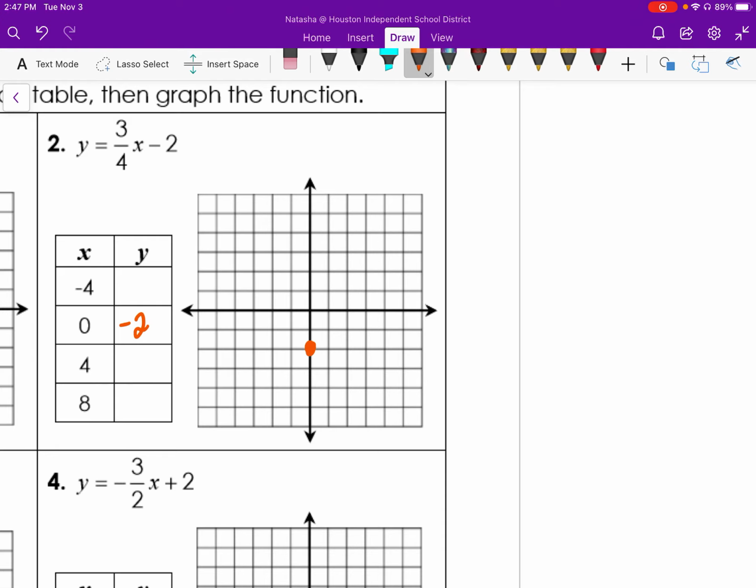Now, remember, this is your rise over your run. The 3 is your rise. The 4 is your run. Okay? Now, if I plug in the input, y is equal to 3/4 times -4 minus 2. Now, that's the same thing as saying negative 4 over 1. These 4's are going to cancel each other out, and that's going to become negative 3. That's going to be negative 3 minus 2. So that's going to give me negative 5.